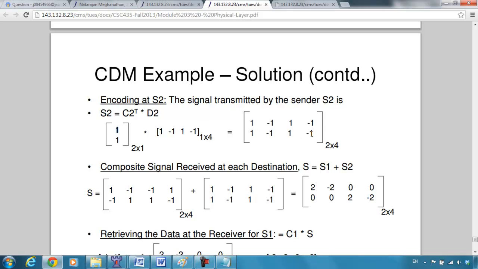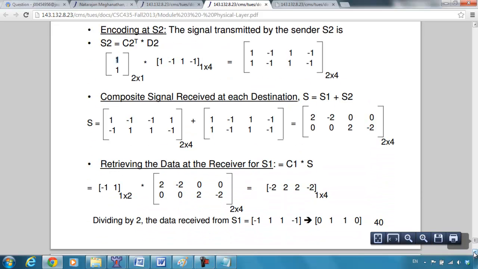So now we want to send the composite signal from these two senders. So S is equal to S1 plus S2. Basically this is a matrix addition, so we do pairwise addition again. So 1 plus this 1 is going to be 2. Then negative 1 plus this negative 1 is going to be negative 2. Then negative 1 plus this 1 is going to be 0. Then 1 plus negative 1 is going to be a 0. Similarly, negative 1 plus 1 is a 0, 1 plus negative 1 is a 0, and so on.